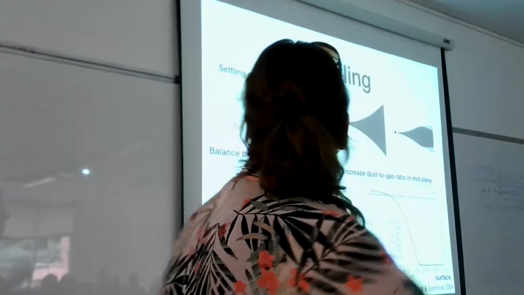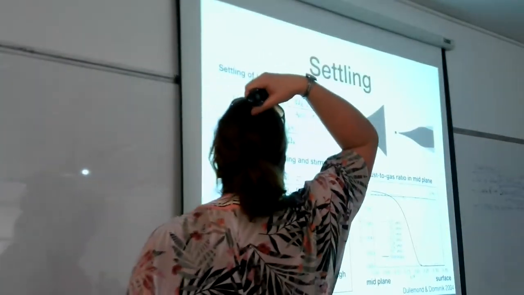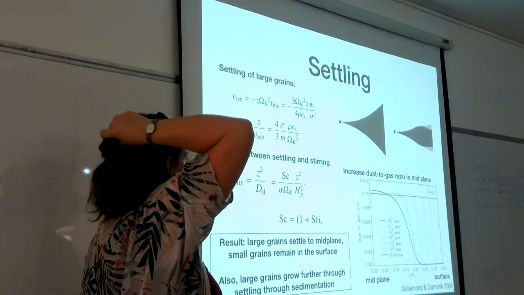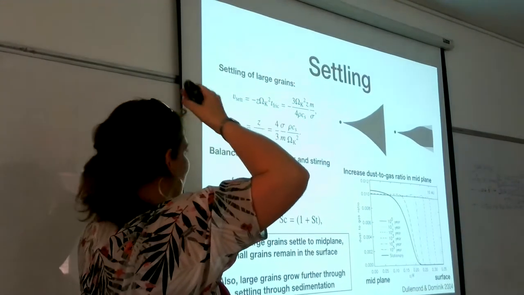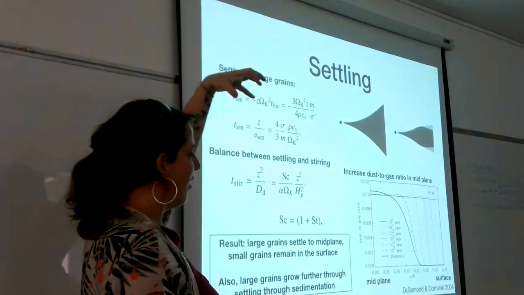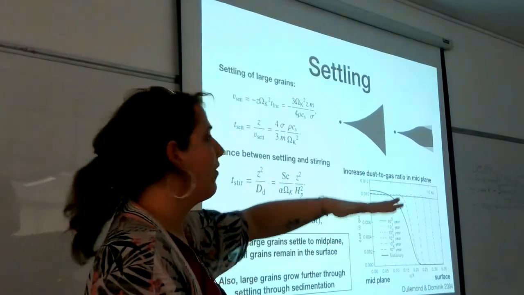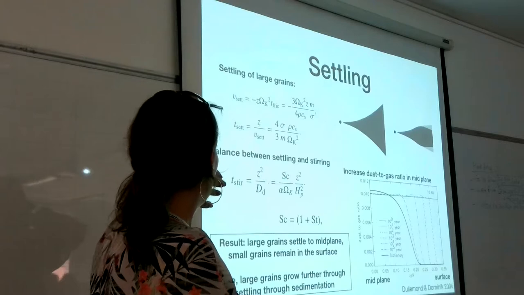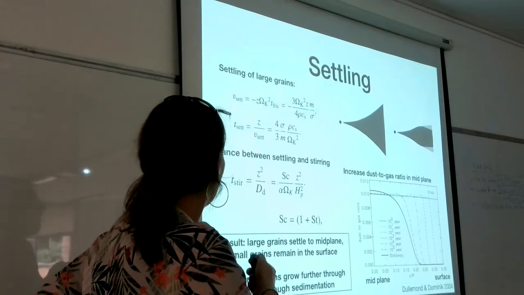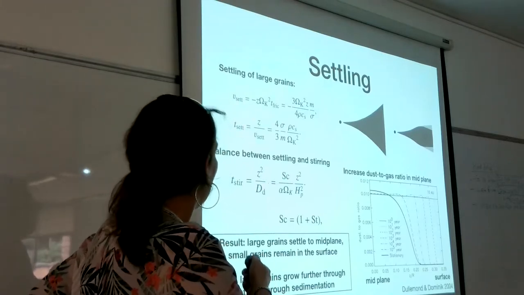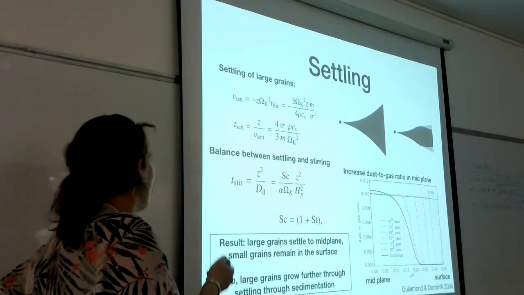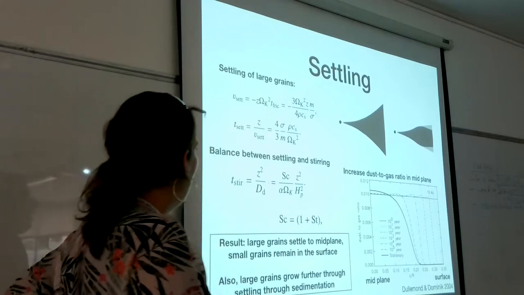Okay, so this settling that I was describing. The settling, like I mentioned, is the idea that larger dust grains will sink more quickly to the midplane due to the gravity of the disk. We can calculate the settling velocity, and therefore the settling timescale, from a number of parameters.